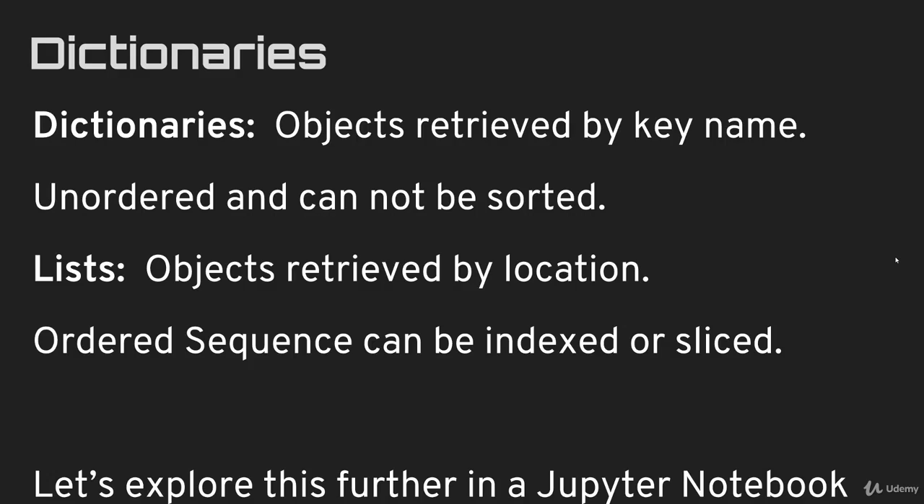If you wanted to be able to sort, maybe you want to reverse or organize your actual objects, then you would need to use a list because objects there are retrieved by their index location. And because they're a list, that means you can have an ordered sequence that can be indexed, sliced, or sorted. So it's basically a trade-off here. Dictionaries allow you to retrieve by a key name, however, you can't really sort them. Lists allow you to retrieve by location, and then the added benefit is that you can index, slice, or sort the list. Let's explore these concepts further in a Jupyter notebook.